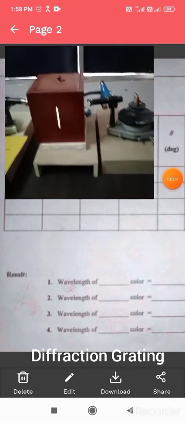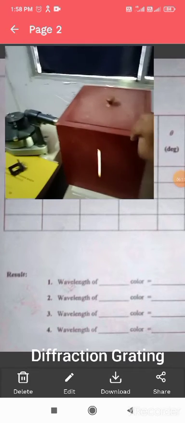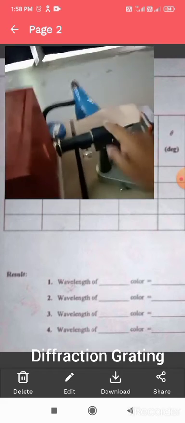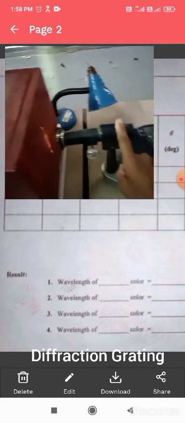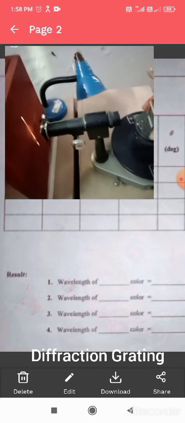Now this is your experimental setup. This section is called the white light source, a sodium mercury vapor lamp, which will give the white light. Then this is called the collimator, which will collimate the beam. Then this is the prism table where the diffraction grating is kept. This is the diffraction grating.